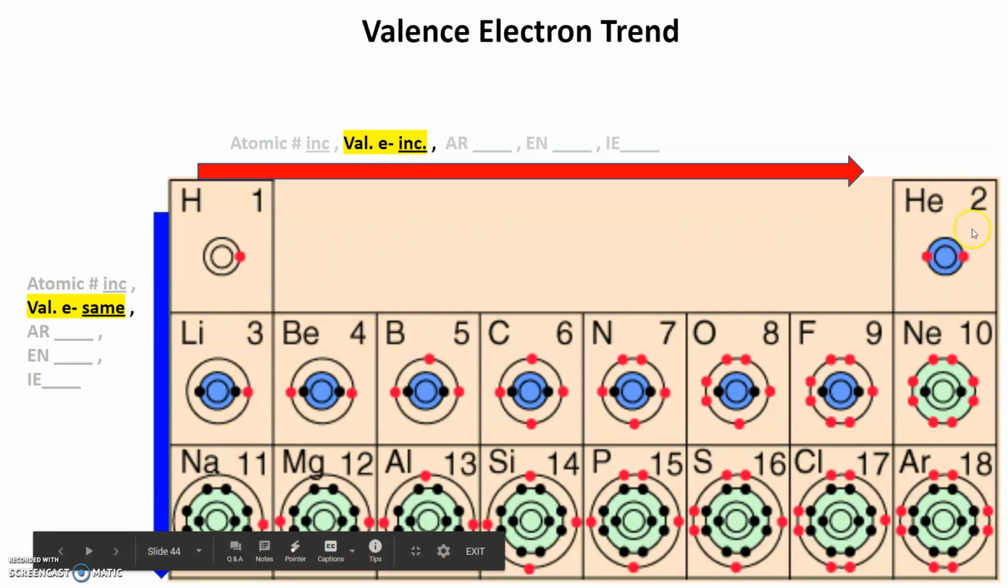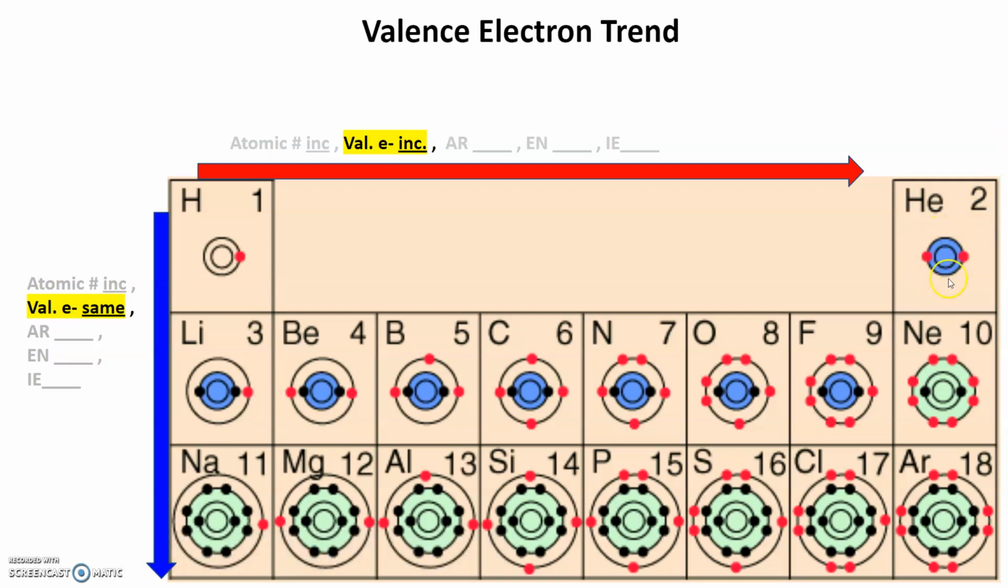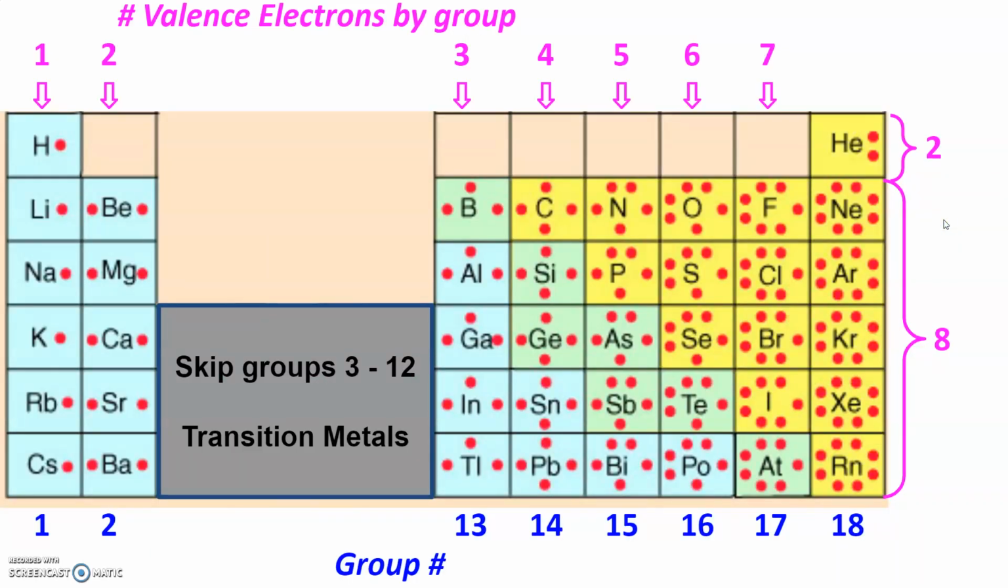One exception to that would be group 18, the noble gases. So helium has only 2 valence electrons, but the rest of them have 8. And the reason for that is helium's valence shell is the first shell, which can only fit 2 electrons. So the key thing is that you can determine how many valence electrons an element has just by which group it's in. So group 1 has 1 valence electron, group 2 has 2 valence electrons.